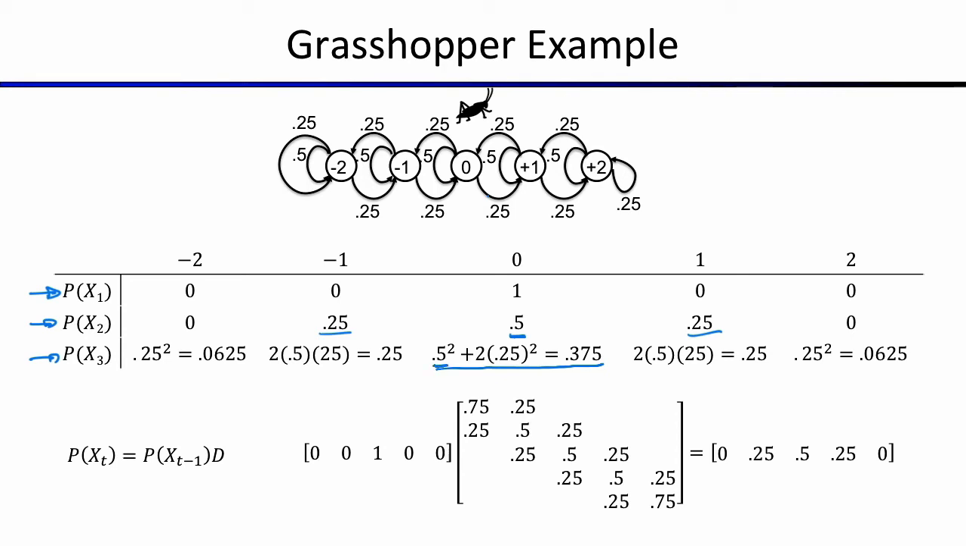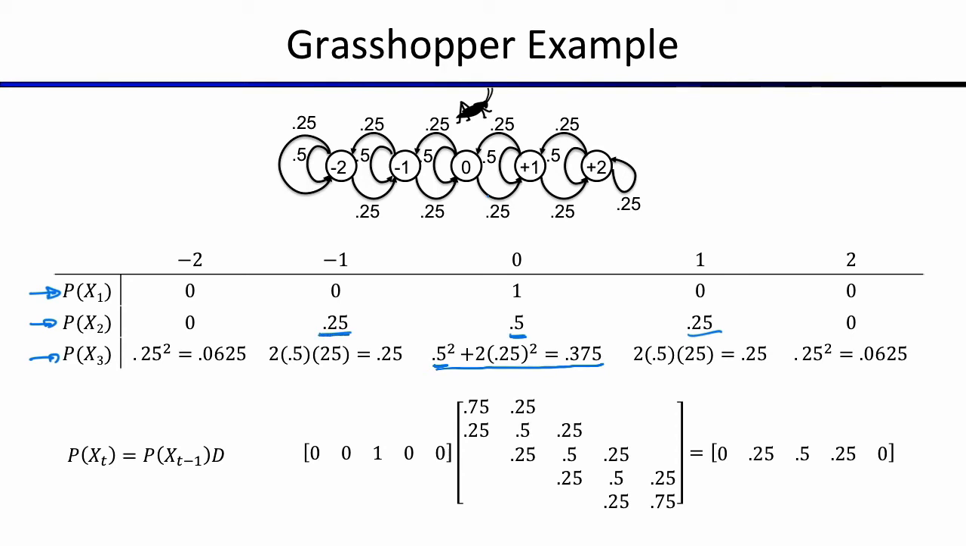So it's going to be 0.5, that is this probability, times the probability of transitioning from the position 0 to the position 0. That's going to be another 0.5. So it's going to be 0.5 squared. And we also have 2 possibilities.